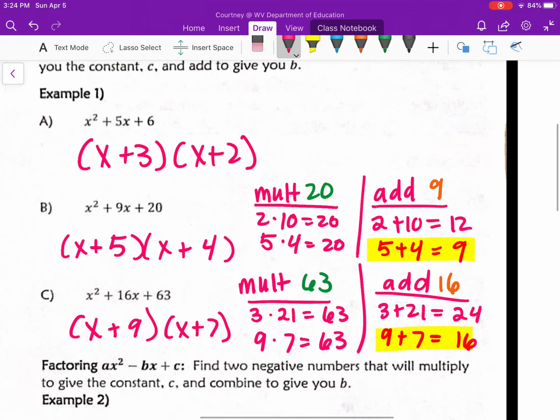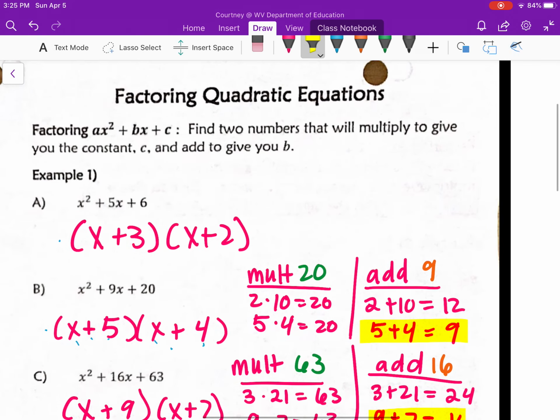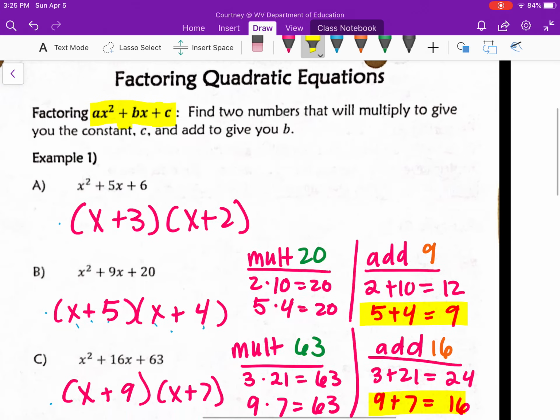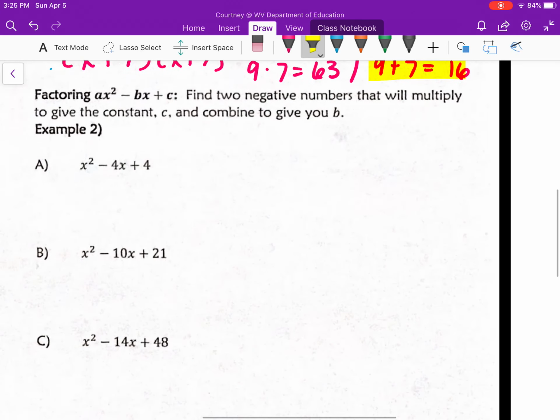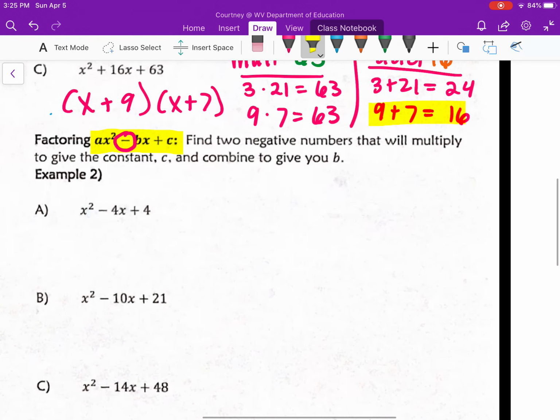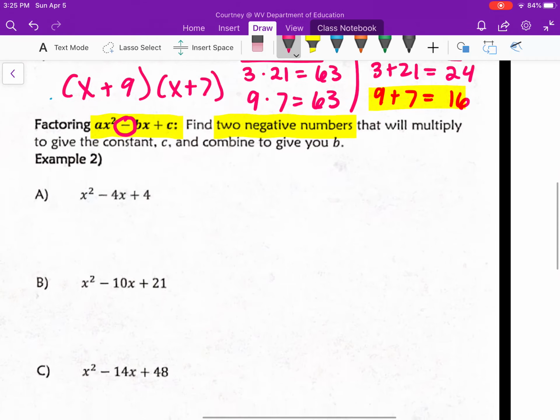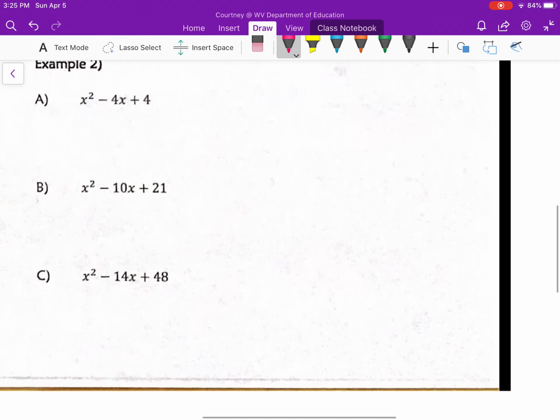Okay, so before we move on, you notice that in all of our answers, A, B, and C, it is x plus a number, x plus a number. That is if everything up here is positive, if you have two positives in the middle. What if you have a negative here? See my negative sign right here? Then what will happen? Well, instead of two positive numbers, you'll have two negative numbers. I'll show you what I mean.